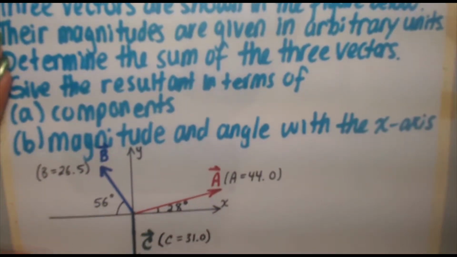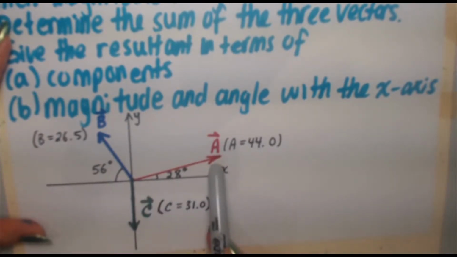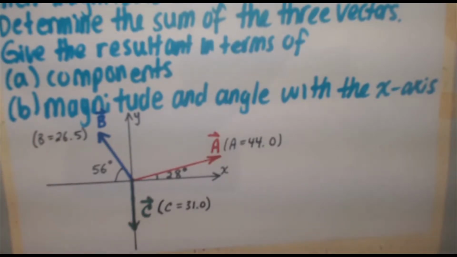So here we go. Here's our problem. Here's our diagram. We've got three vectors, A, B, and C. The magnitudes are given next to the actual vector, and the angles with respect to the x-axis are given if necessary. So for part A, we're asked to determine the sum of all three of these vectors in terms of their components.